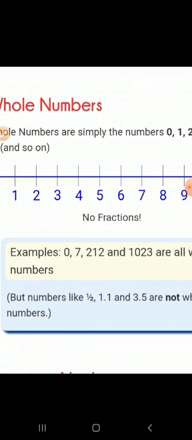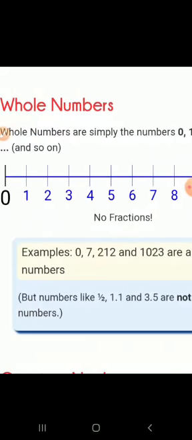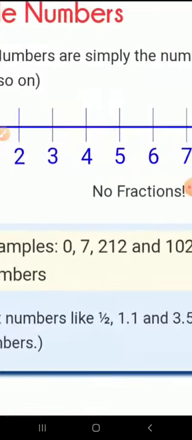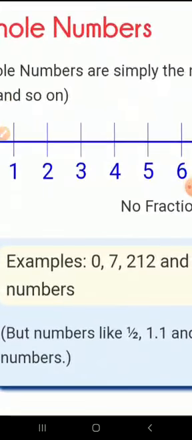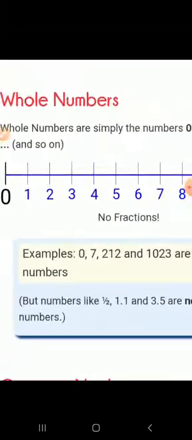So the basic difference between natural numbers and whole numbers is that natural numbers don't include 0 and whole numbers include 0. Here the important thing is that you can see, numbers like 1/2, 1.1, 3.5, these are not whole numbers since they are fractions.